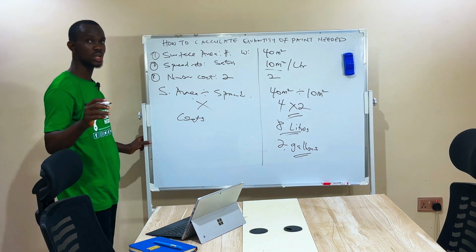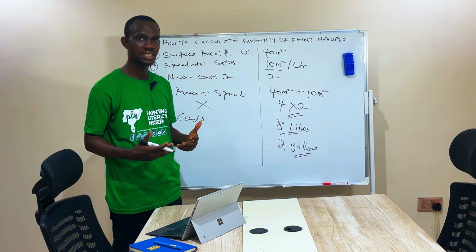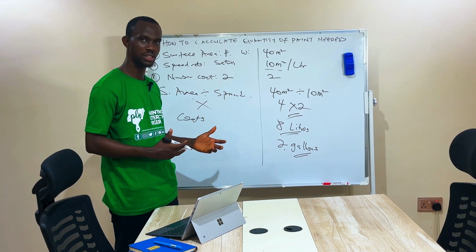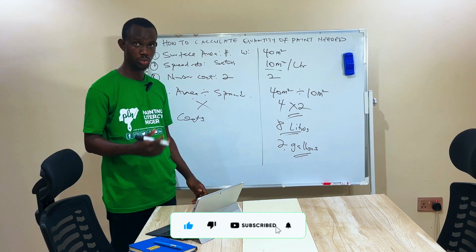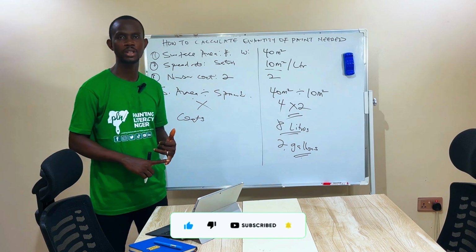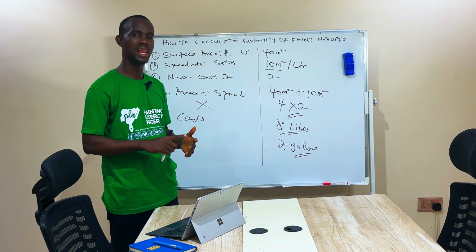The number 2 is the applicator. The technique that the applicator used in applying the paint also will determine the volume of paint to be used. Also, the method of application, is it by brush or by roller or by spray?